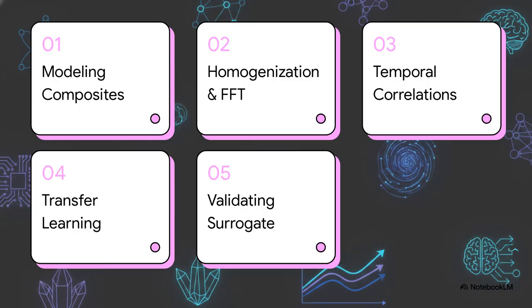We'll hit 1. Modeling inelastic woven composites. 2. Two-step homogenization and FFT. 3. Temporal correlations in data. 4. Multi-fidelity transfer learning. And finally, 5. Validating the surrogate model. Let's get right into it.